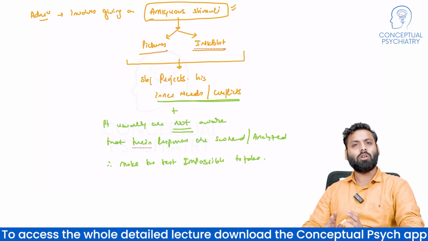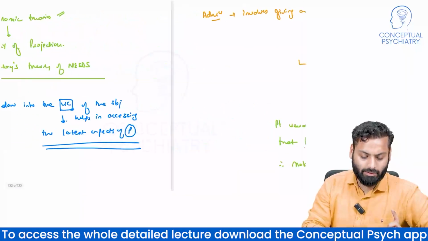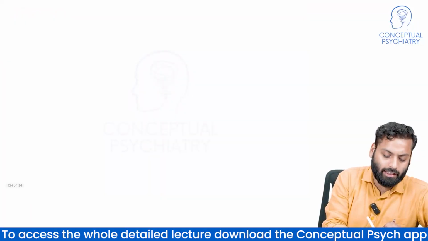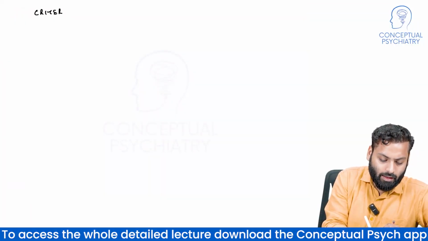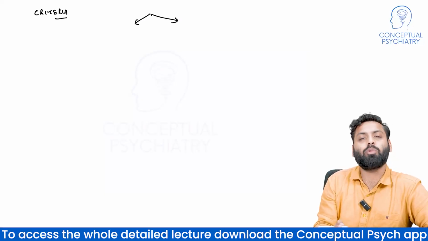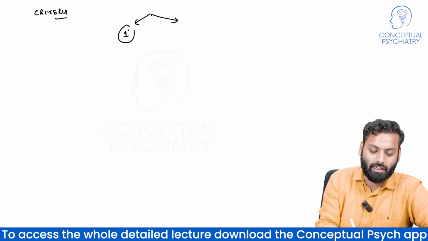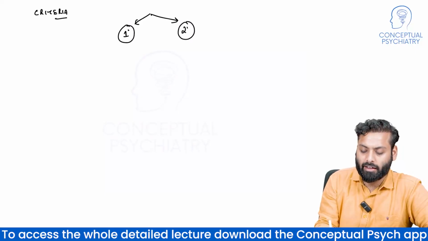So the test is not easy to fake, right? Then administration is done, 3 points done. Then we get the criteria. What is the criteria of calling a test a projective test? Criteria of being a projective test. There are certain primary criteria, there are certain secondary criteria.